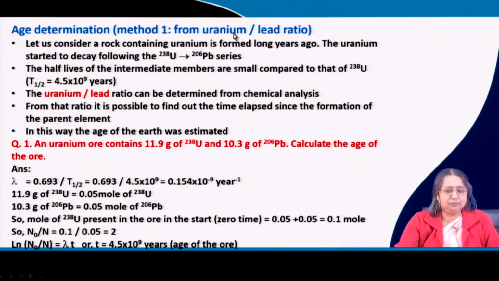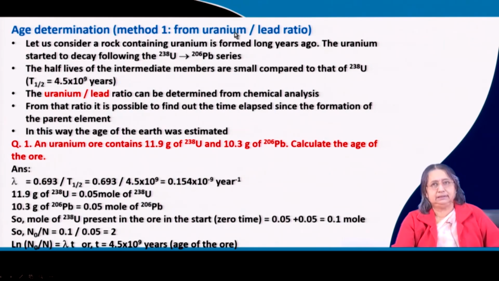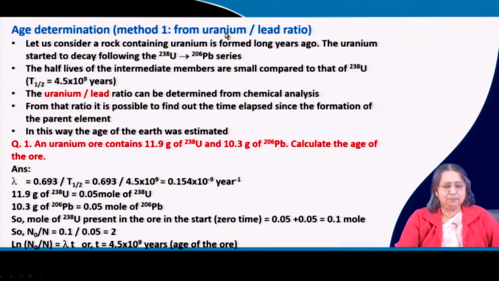The first method is, say for example, for uranium ore: the uranium-lead ratio. From the uranium-lead ratio you can determine the age of the uranium rock. Let us consider a rock containing uranium. This was formed a long time back. The uranium started to decay following this step: uranium 238 decays to lead 206.